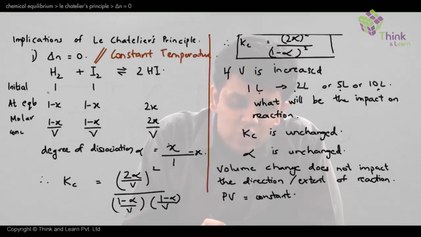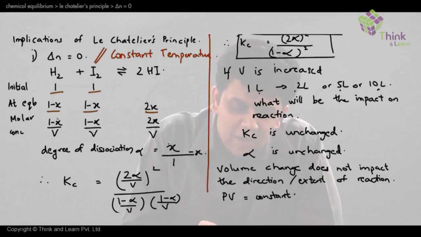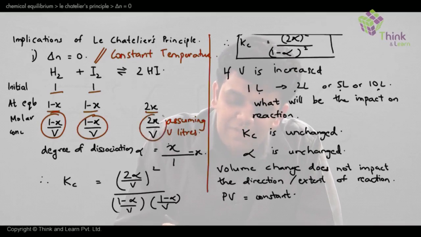So now let us assume that initially there are 1 mole of hydrogen and 1 mole of iodine. Then at equilibrium, we will have 1 minus x moles each of hydrogen and iodine, and 2x moles of hydrogen iodide. Now their molar concentrations are 1 minus x by V, assuming V liters of container: 1 minus x by V, 1 minus x by V and 2x by V.